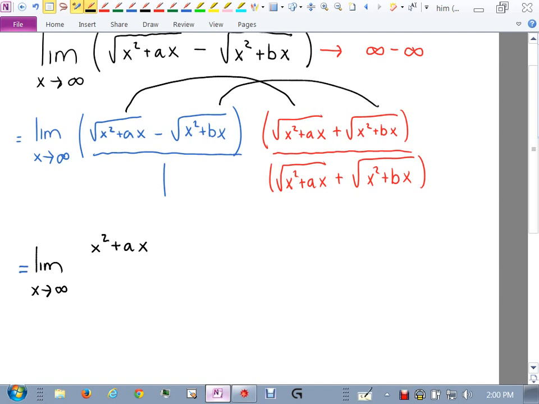Now be extremely careful here, because when I do this one times this one, the root is going to go away, yes? But what's the sign? It's negative, so that negative is going to have to pass through that new radicand. So I'm going to put a negative here, in parentheses, the x squared plus bx. All of that over the conjugate.